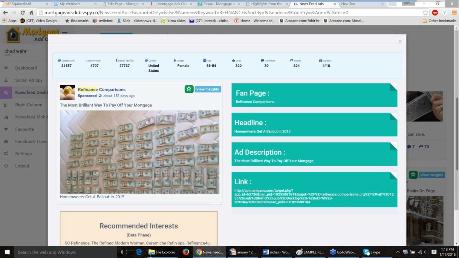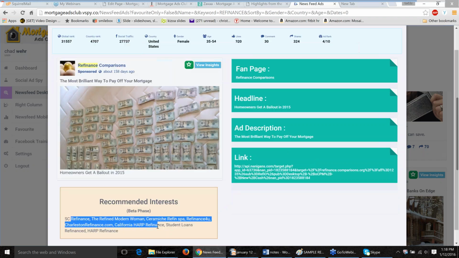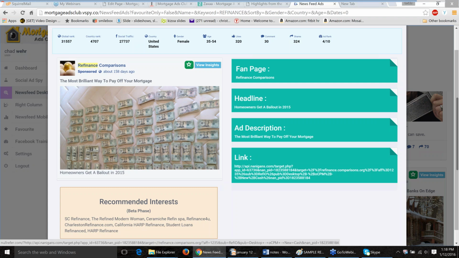Okay, recommended interests, there we go. California HARP refinance, student loans, refinanced, HARP refinance, SC, refinance, the refined modern woman, et cetera, et cetera. So I could see what interest and likes they targeted for showing this ad on Facebook, because this is specifically Facebook ads only. You could tell this is a Facebook newsfeed style ad.